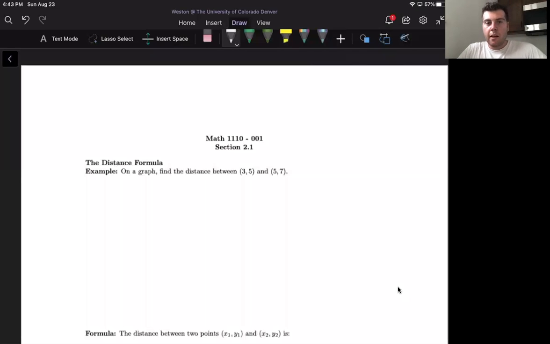Hey guys, we finished up chapter 1 and now we're going to move into chapter 2. This is chapter 2, section 1, and today we'll be discussing the distance formula.